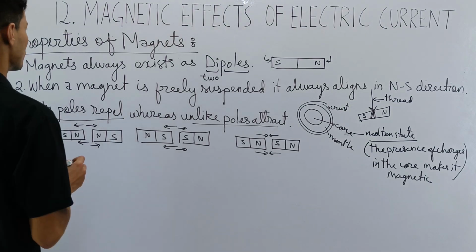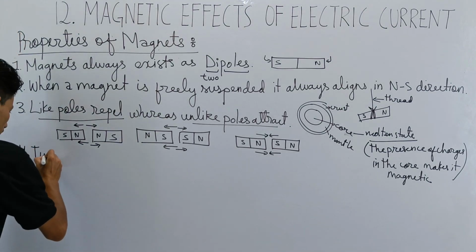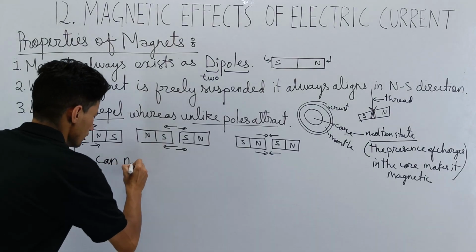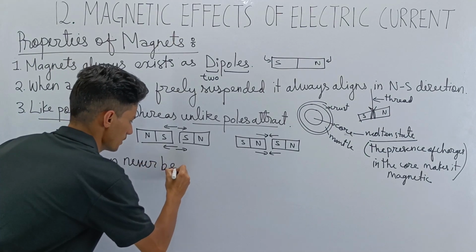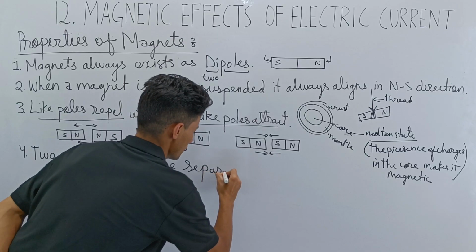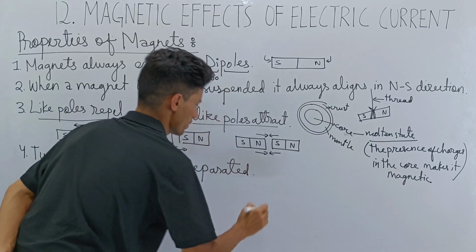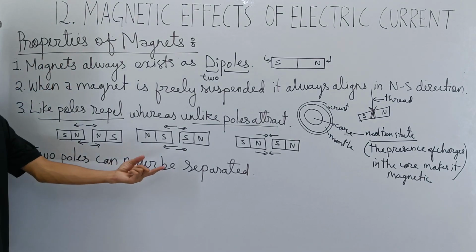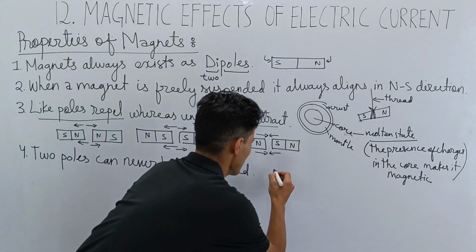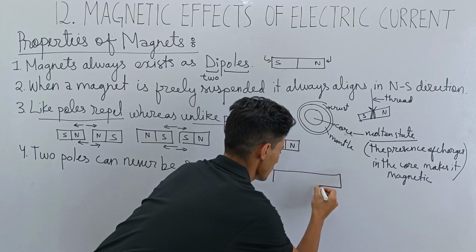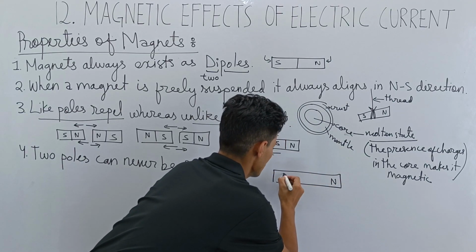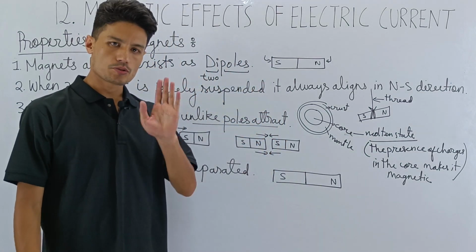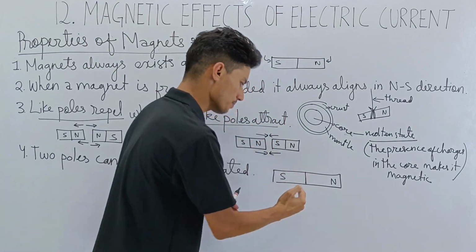Next point number 4. Two poles can never be separated. This is also very important. Okay, two poles can never be separated. What does it mean? It means to say that let's take this, let's say this is the north and let's say this is the south. Okay, now using a cutting tool, let me split this magnet into two parts.